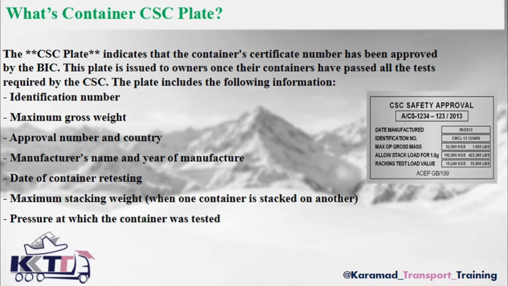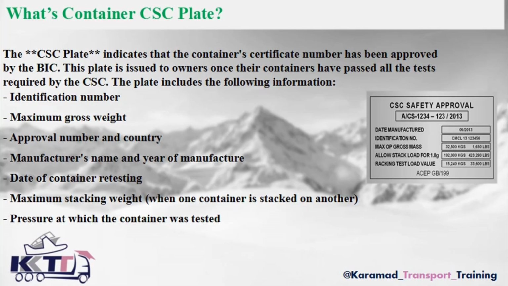The identification number is the same as the container number. The maximum gross weight is the maximum weight the container is allowed to carry. You've probably often heard that when you want to load cargo, you shouldn't exceed the CSC plate limit of the container. What does that mean? It means that the number stamped on the CSC plate must never, under any circumstances, be exceeded when loading cargo. That number is the permitted limit.